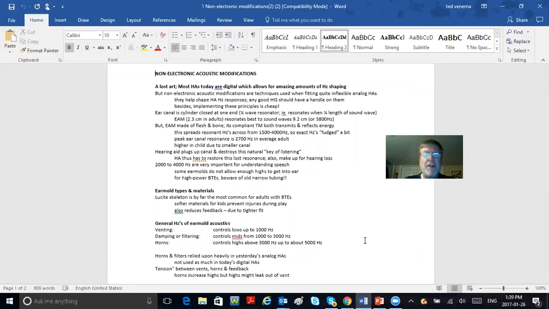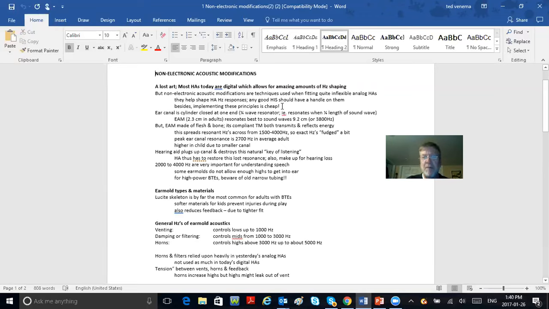Non-electronic acoustic modifications. It's a lost art. Most hearing aids today are digital, which allows for an amazing amount of frequency shaping. But non-electronic acoustic modifications are techniques used when fitting quite inflexible analog hearing aids, but they still have an art today. They help shape frequency responses, and any good HIS should have a handle on them.